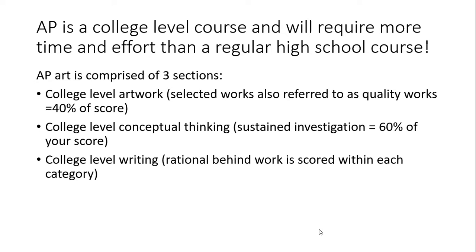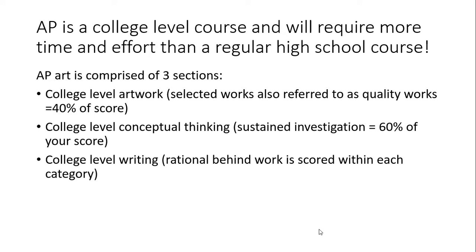Those are called selected works or quality works. That's 40% of your score is in the ability that you have to create art, like it's the best of your best. Then you'll do college level conceptual thinking. So this is considered a sustained investigation. It used to be called a concentration. These are a group of works that you will work on that have a common core conceptual idea, and that's 60% of your score. And then there's college level writing involved.